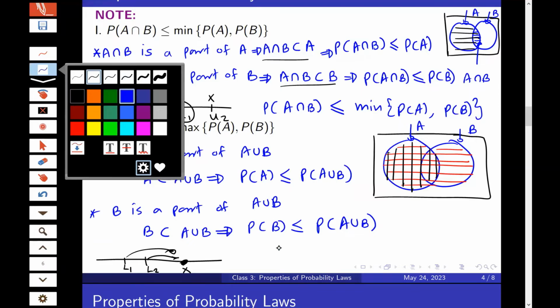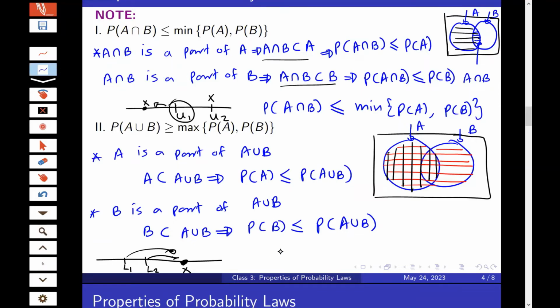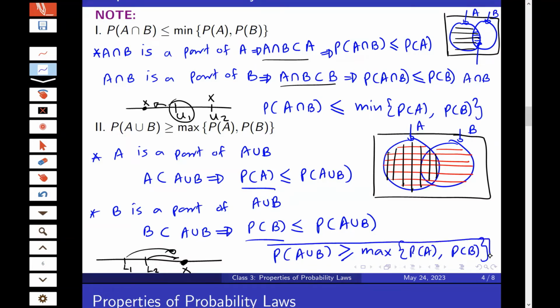Now we can write this argument in mathematical form. The probability of A union B is greater than or equal to the maximum of their bounds. These are like L1 and L2. Since we don't know which one is larger, we say the maximum of PA and PB will be the lower bound of A union B. That's how we can derive these results.